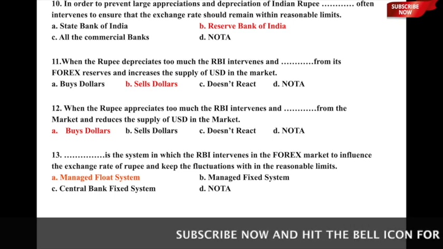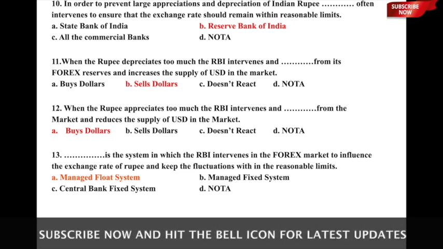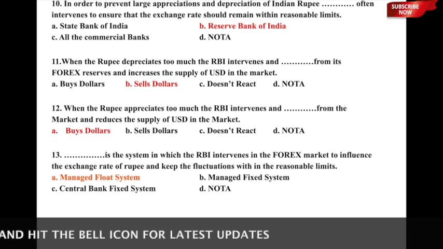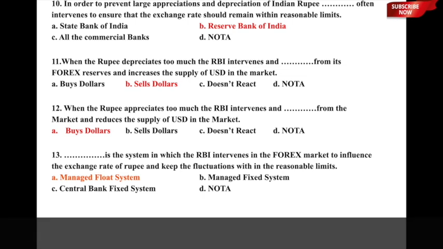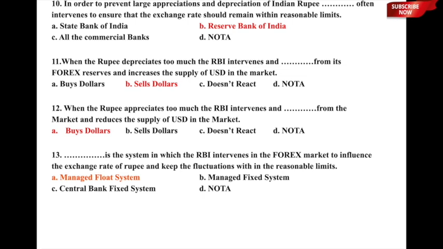The next question is, dash is the system in which the Reserve Bank of India intervenes in the foreign exchange market to influence the exchange rate of rupee and keep the fluctuations within the reasonable limits. What do you term this situation or system wherein the RBI is intervening? We have seen both the interventions in terms of a very high volatility in rupee depreciation or rupee appreciation. So, what do you term such a system? Whether it is A, managed float system, B, managed fixed system, C, central bank fixed system, or D, none of the above.